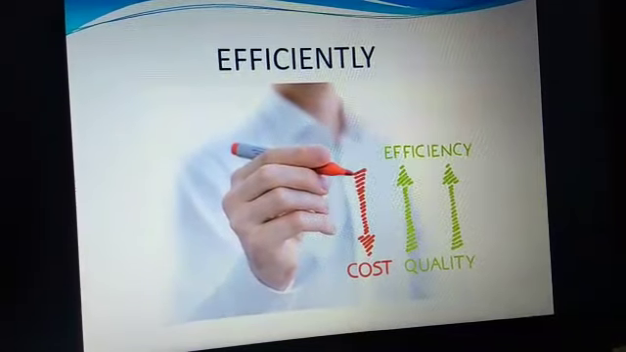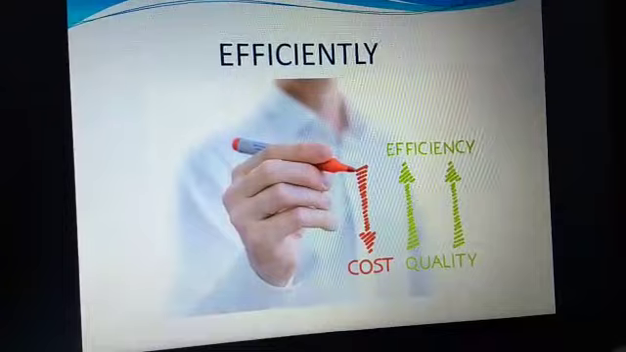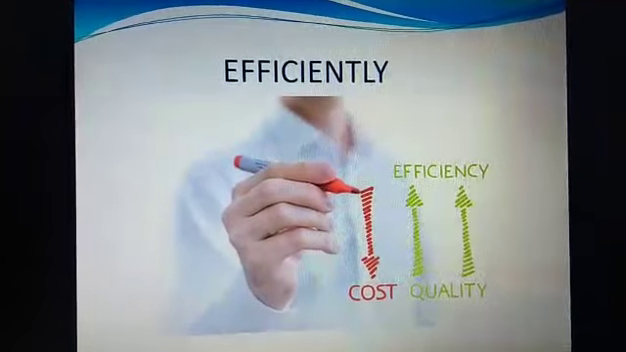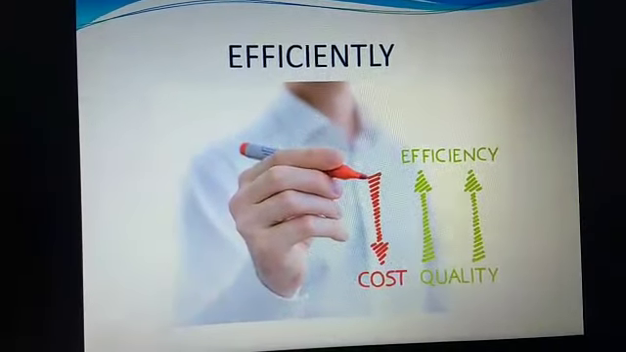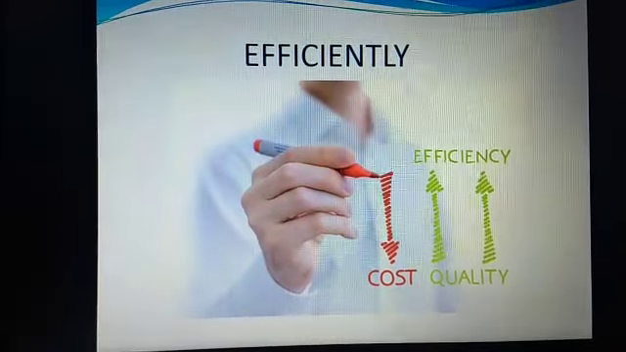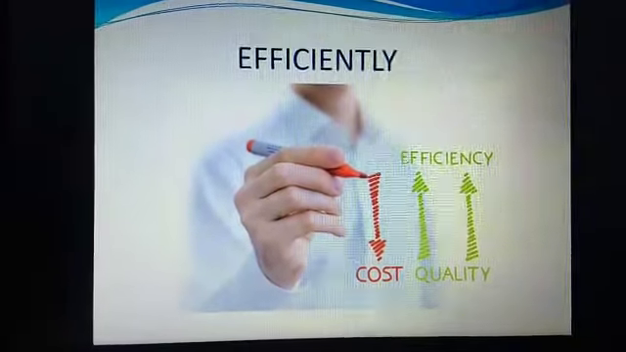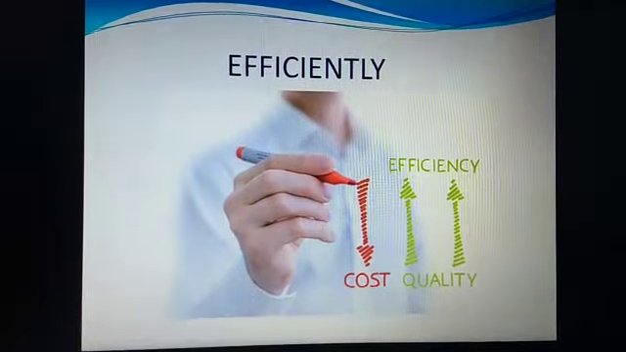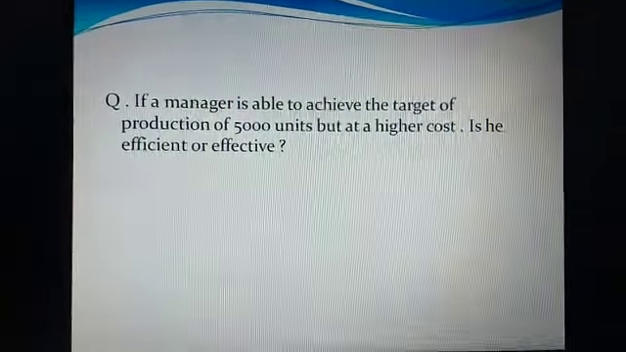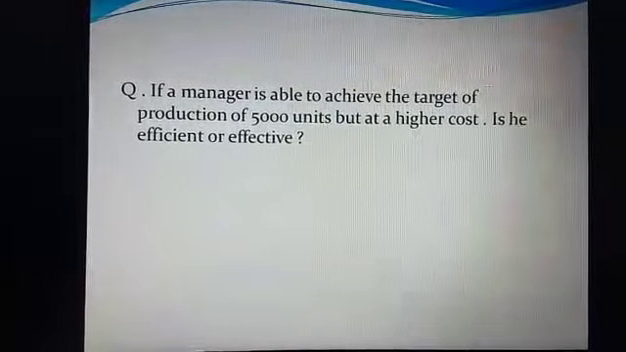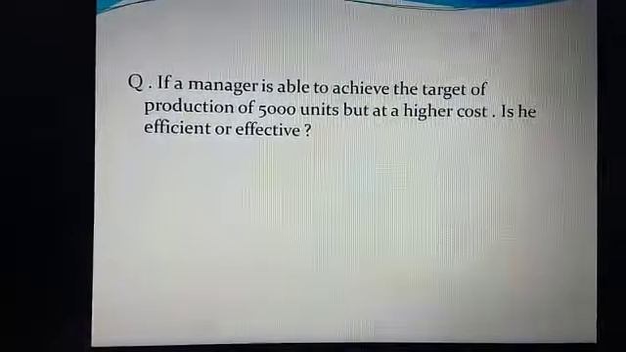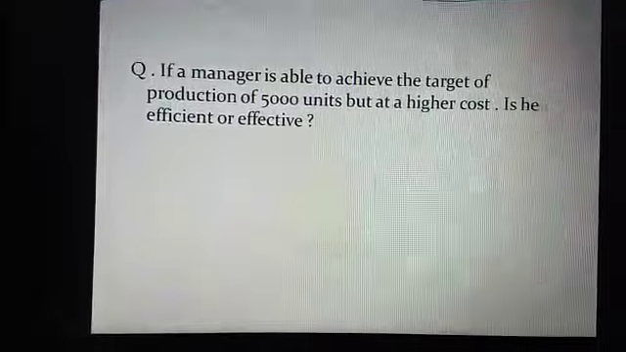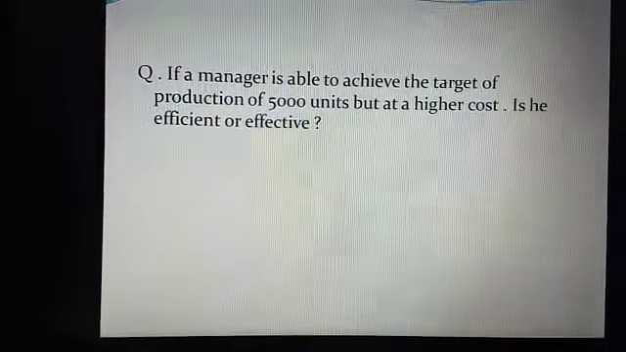So these are the terms which are used in order to explain the term management. I am repeating the definition: Management is the process of getting things done through others effectively and efficiently. On the basis of what I have explained, I have a question for all of you. Let's see who can answer. The question is, if a manager is able to achieve the target of production of 5,000 units but at a higher cost, is he efficient or effective?